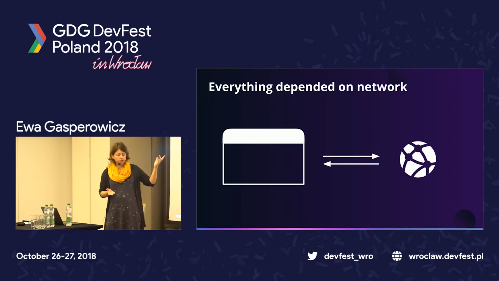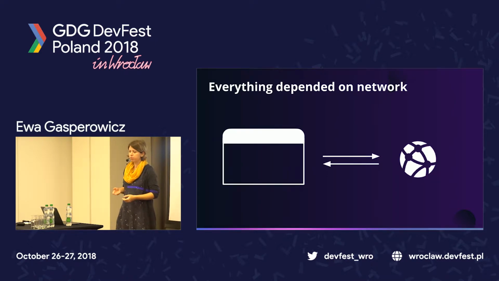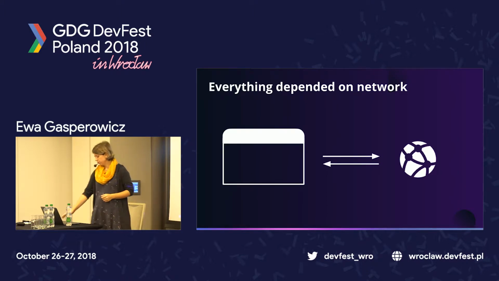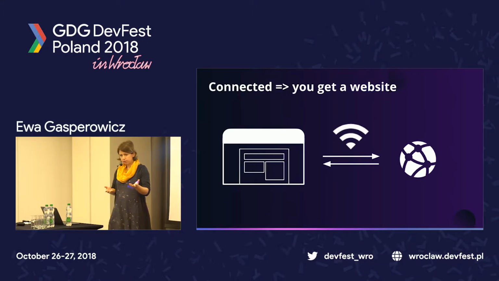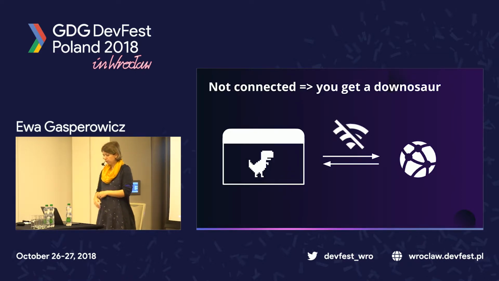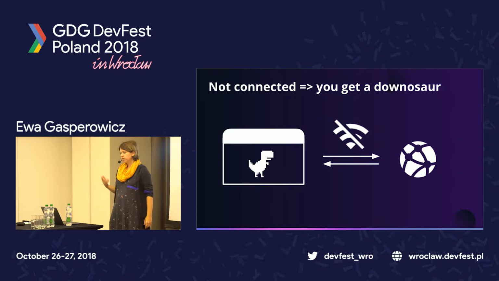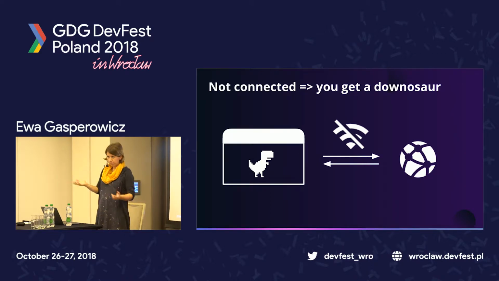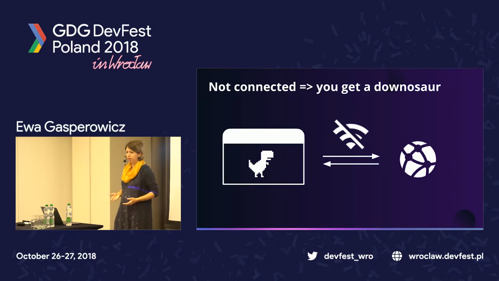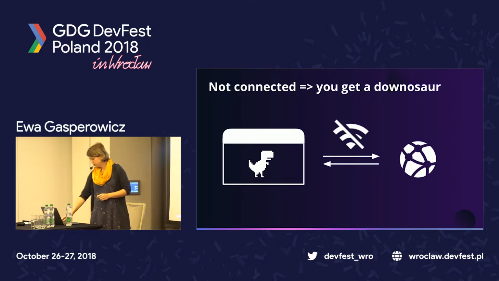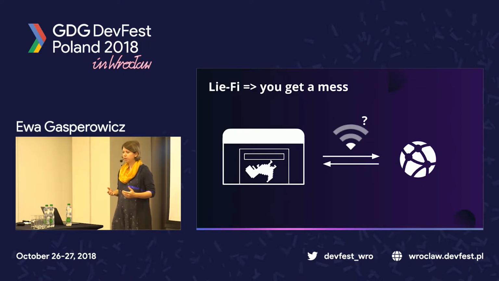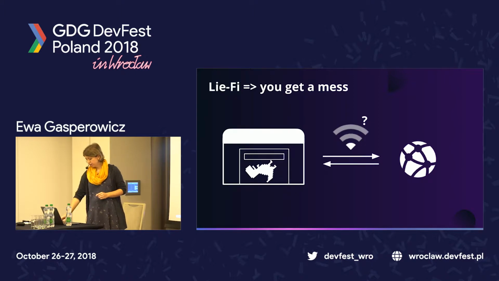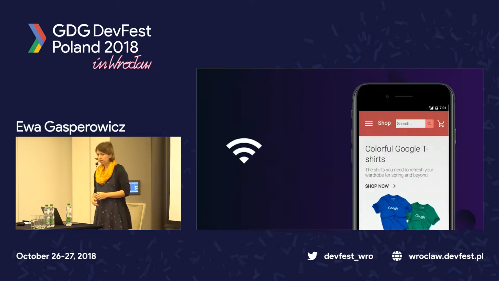So everything in the pre-progressive web app world depended on the network. If there was connectivity, the user would get a website. Easy. If there was no connectivity, the user would get a dinosaur, or whatever your browser decides to display when there is no network connection. And if you are on Li-Fi, usually what you get is a mess, which means some of the resources load, some don't, and the experience can be very broken. Let me show you an example.